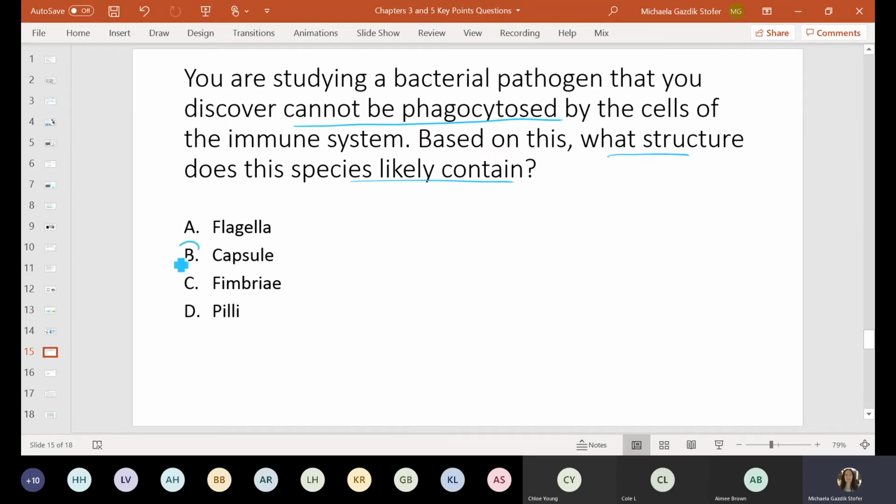Okay. And so the answer to this one was the capsule. The main purpose of having a capsule is that it hides the cell a little bit, so it helps prevent it from being phagocytosed. It also helps it to not dehydrate. It helps keep it a little bit hydrated.